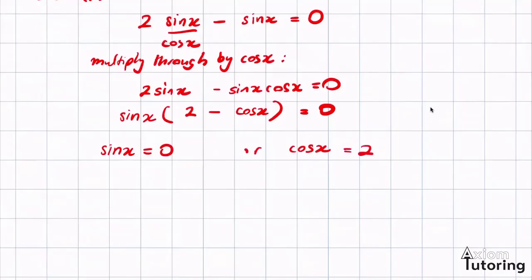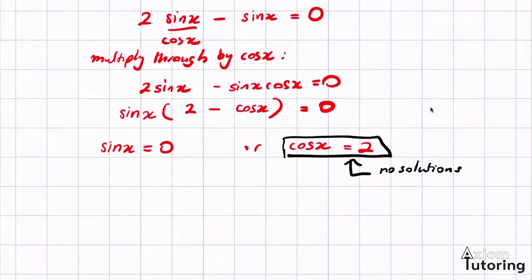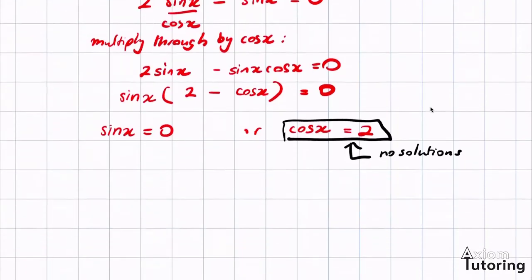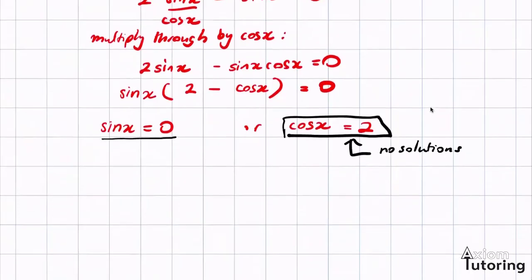Now, if we think about this solution here, well, we know the maximum value for cos is 1. So in fact, this has no solutions because there are no values of x for which cos x equals 2. So then all we really care about is our sine x equals 0.